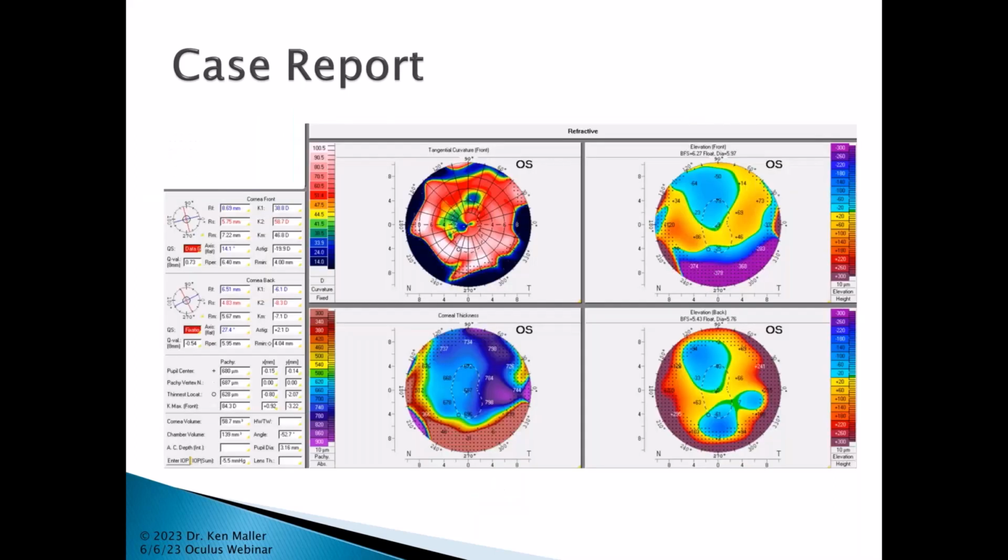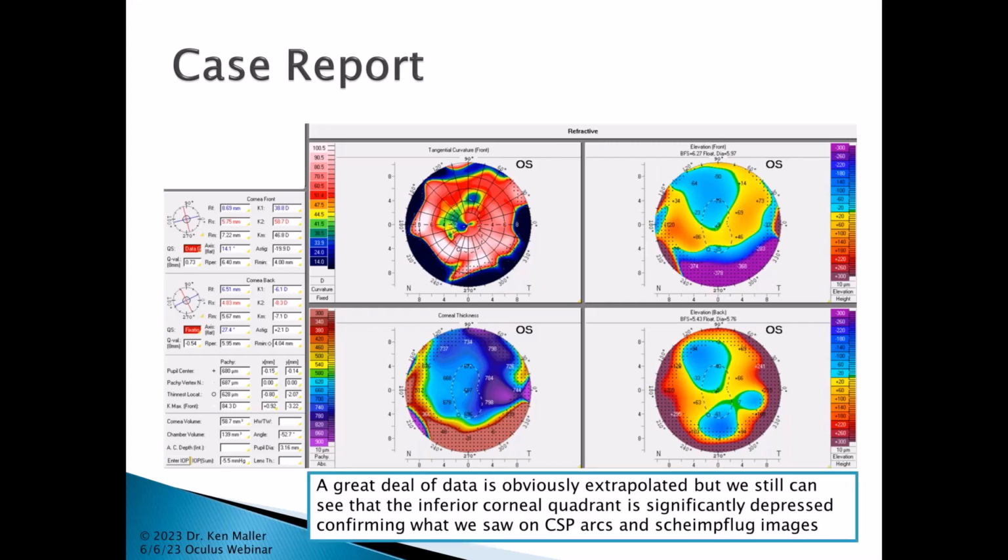So looking here at the topographical data, you can see there's a lot of extrapolated data being represented by all those little black dots over there. But even with all of that extrapolation, we can see that the inferior corneal quadrant is significantly depressed, which is confirming exactly what we had seen on those CSP arcs and the Scheimpflug image. Down over here, you can see just how deep down that is going, and certainly it has nothing in common with really what was going on superiorly at all.